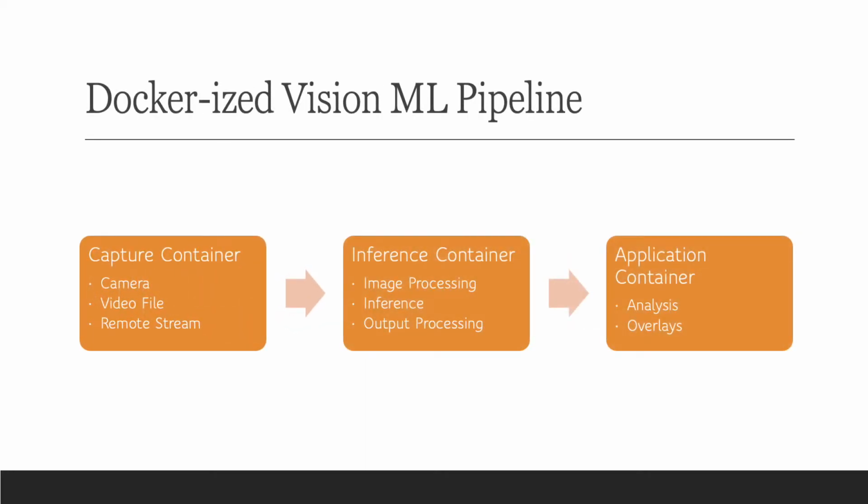Now a Dockerized version of the ML pipeline, where it might be split across a number of containers, each focused on its specific case. For example, the camera capture or capture from a video file or remote stream can be isolated in one container, providing video frames generically to the inference container, which handles the model, image pre-processing, and output processing. And then finally, a container that's in charge of managing the user application, and whether that's analysis or user observable overlays.